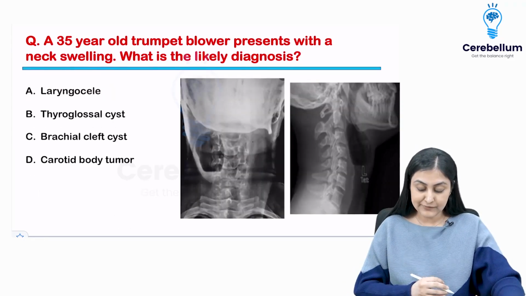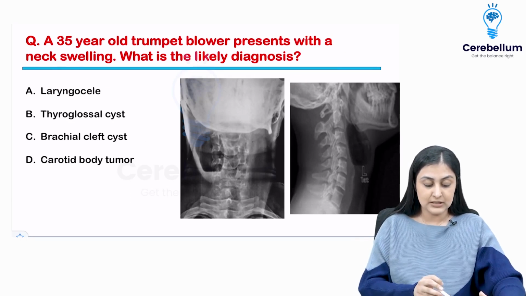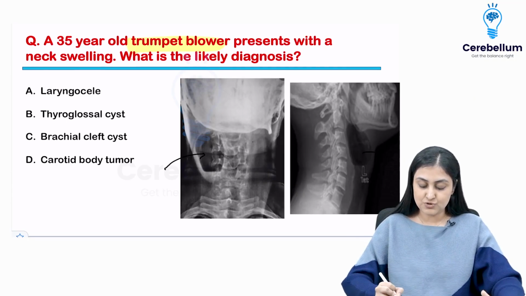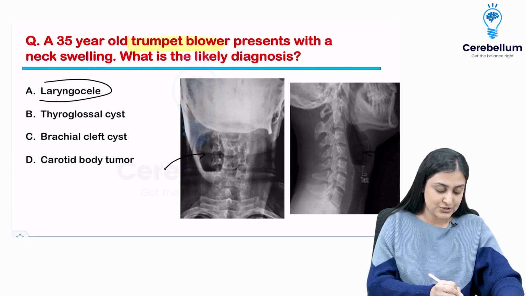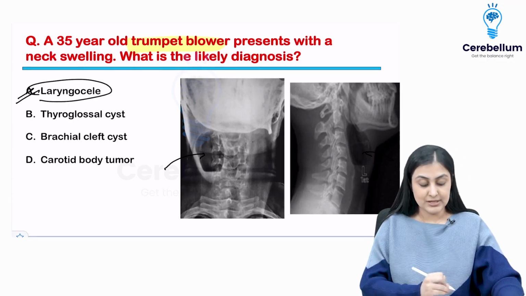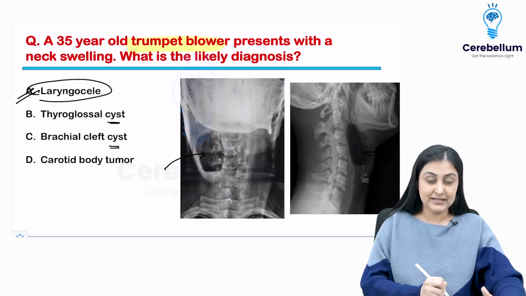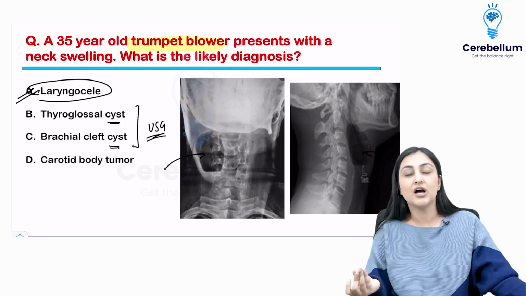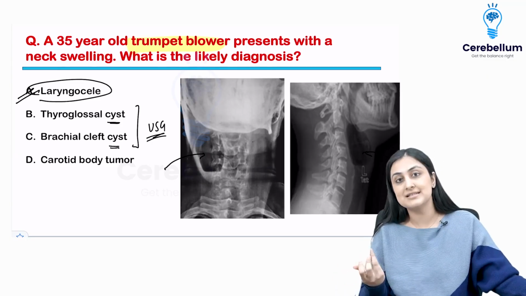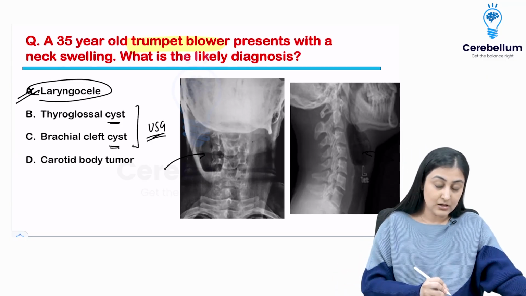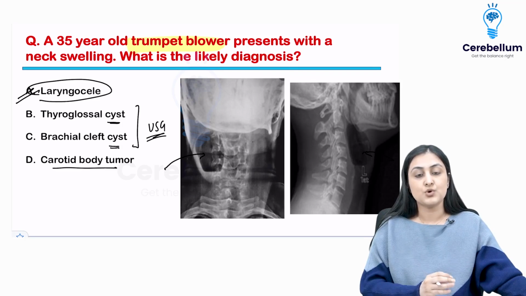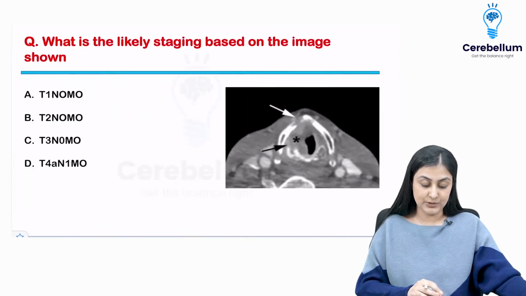Okay. A 35-year-old trumpet blower presents with a neck swelling. What is the likely diagnosis? In fact, the occupation itself is a giveaway. When you have this air-filled outpouching in the neck, it is a laryngocele, an external laryngocele. A thyroglossal cyst, a branchial cleft cyst: remember, anytime they are asking you about a cyst, they would always give you an ultrasound. We can't diagnose a cyst on X-ray. So straight away you can rule them out. And a carotid body tumor again won't be diagnosed on an X-ray. So this is a laryngocele.